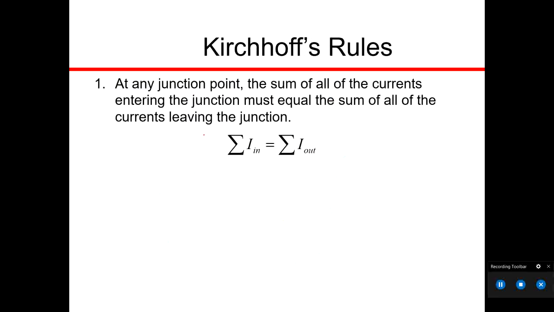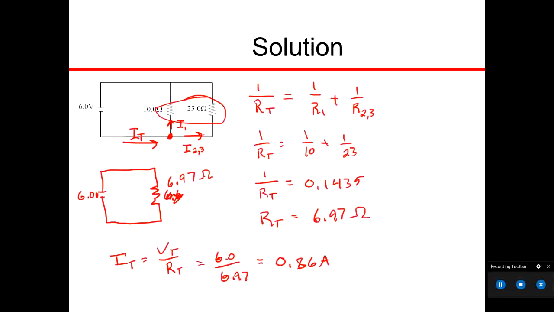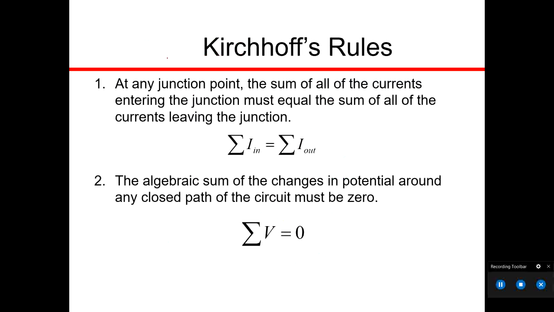Kirchhoff's first rule says that at any junction point, the sum of all the currents entering the junction must be equal to the sum of the currents leaving the junction. So in that previous example, I'll flip back again for a second. That means that the current entering the junction point must be equal to the sum of the currents exiting the junction point. Okay, so we can use this rule to help us calculate the currents along each path. The second rule is the sum of the changes in potential around any closed path of a circuit must be 0.